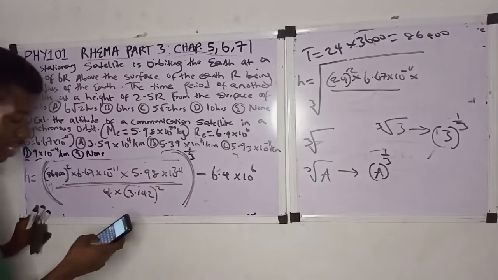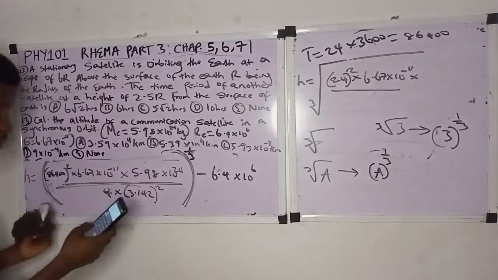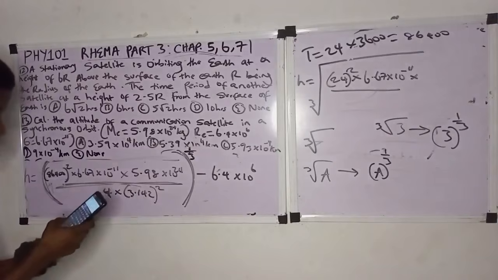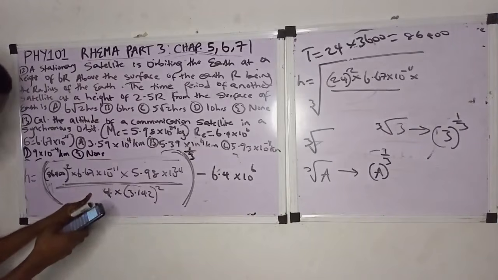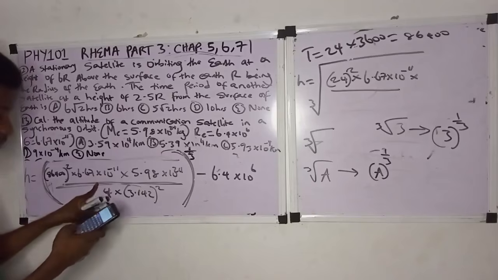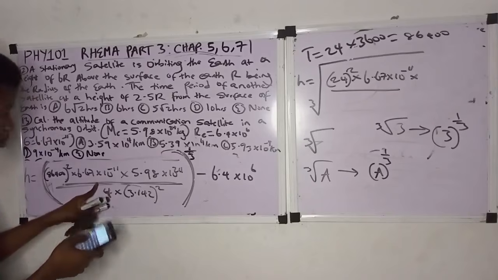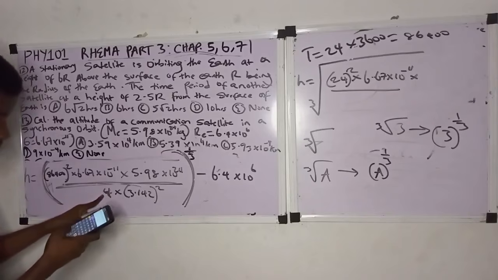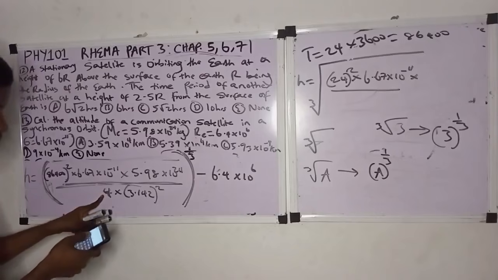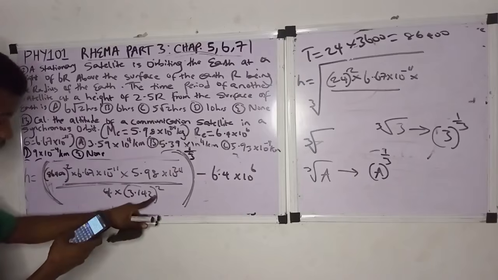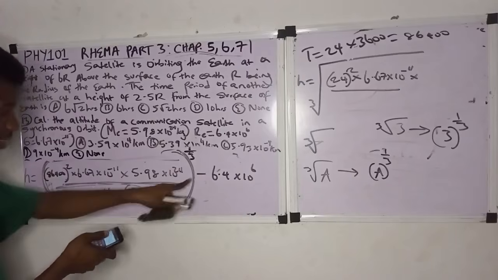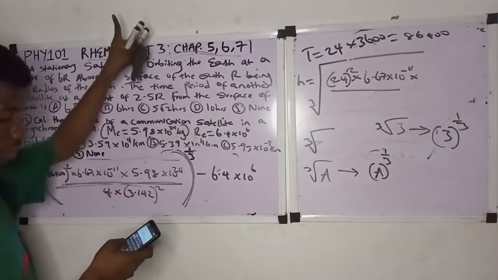So at first, open bracket, then go into fraction form. Bracket open 86,400, bracket close, all squared, then times 6.67 times 10 raised to the power of minus 11, then times 5.98 times 10 raised to the power of 24, then divided by 4 times bracket open 3.142 bracket close, squared. Then close the bracket and raise to the power.